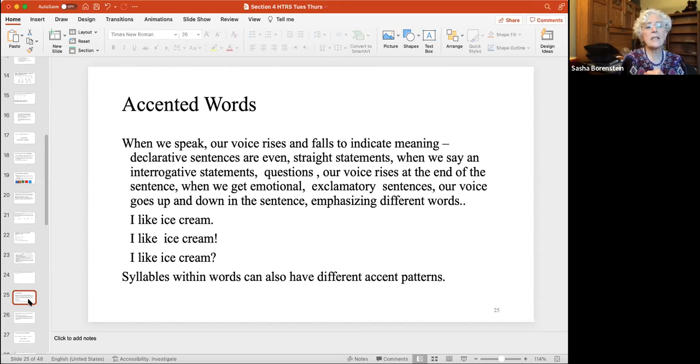We use accents with words when we're reading, and we can change meaning by changing the accent. I can say, I like ice cream. Or I can say, I like ice cream, where I accented the like, and that is much more of an exclamatory sentence. Or we can say, I like ice cream, and at the end of that sentence, my voice went up, and cream was accented, and it became a question.